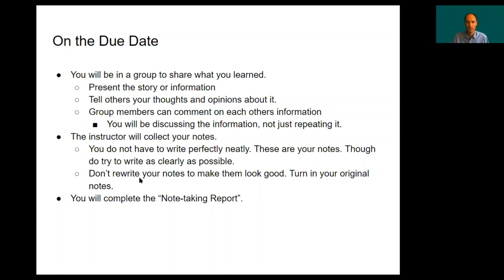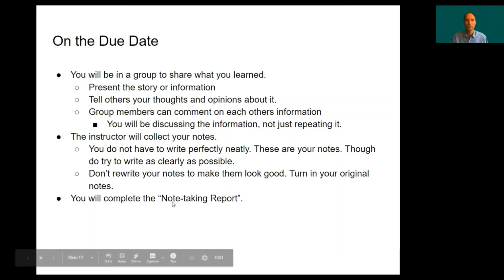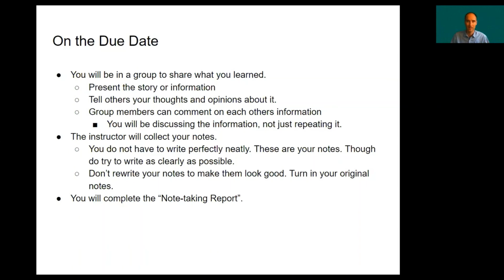One thing I do like to mention is don't rewrite your notes to make them look good. I want to see the notes that you take while you're listening. I've had students do that, especially at the beginning of the semester. They think, oh, I need to be perfect. I need to be a good student. Everything needs to look perfect. So they take their notes and then they rewrite them all. That's a really good study method. If you're using this to study, great, good for you. But if you're using it for note-taking practice, we want to see how your notes are when you take them. So don't take the time to rewrite them. It's not the best use of your time right now.